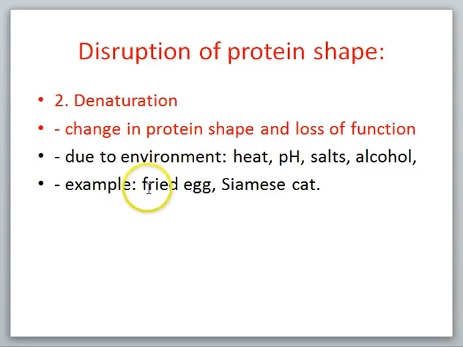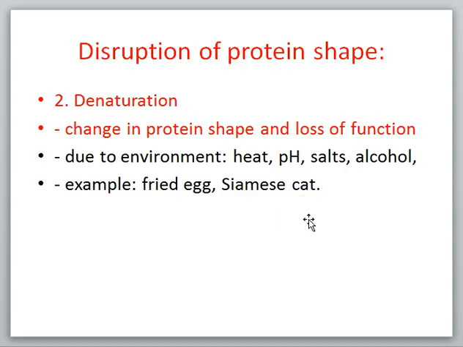So our examples here: fried egg. You drop an egg into a frying pan and it is a thick, viscous liquid. When it hits that frying pan, it very quickly changes to a solid. Those bonds in those polypeptide chains and those proteins have been broken, new bonds have been formed, and it changes the nature of the material. It denatures the protein.